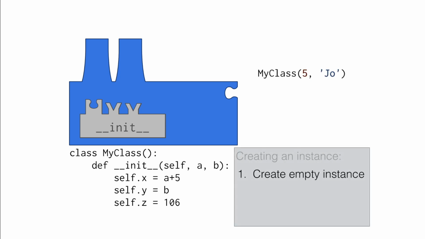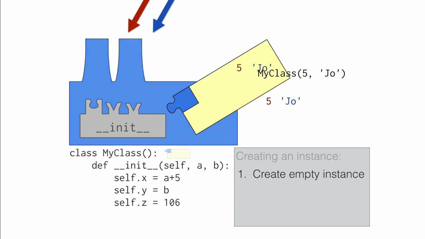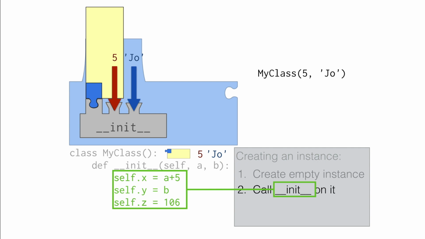So whenever we create an instance of myClass, like so, then there are a few things that are going to happen. First, we create an empty instance that has no instance variables set. Then we're going to call the constructor and pass in whatever arguments were specified. And remember how we pass in this instance as the first argument, or self. So here, if I'm calling myClass with 5 as the first argument and Joe as the second argument, then 5 gets passed in for A and Joe gets passed in for B.